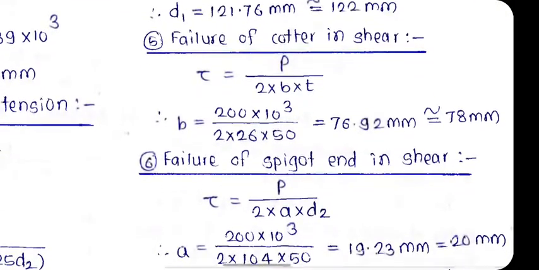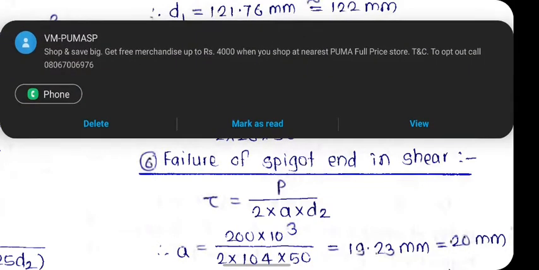Next step is failure of cotter in shear. So the equation is tau is equal to force upon 2 multiplied by b multiplied by t. So here the b is nothing but mean width of cotter and t is already known, the thickness of cotter. Okay. So from this equation you can calculate the mean width of the cotter. So equate this equation to b. So b is equal to 210 raised to 3 divided by 2 multiplied by 26 multiplied by tau, that is 50. So you will get the value of b as 76.92 mm, approximately equal to 78 mm.